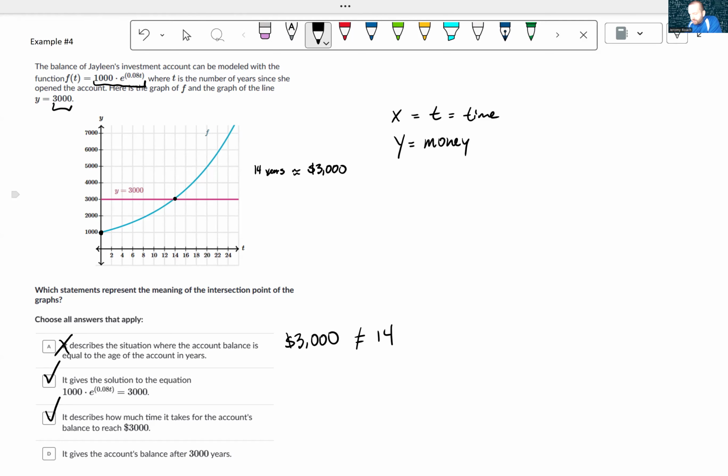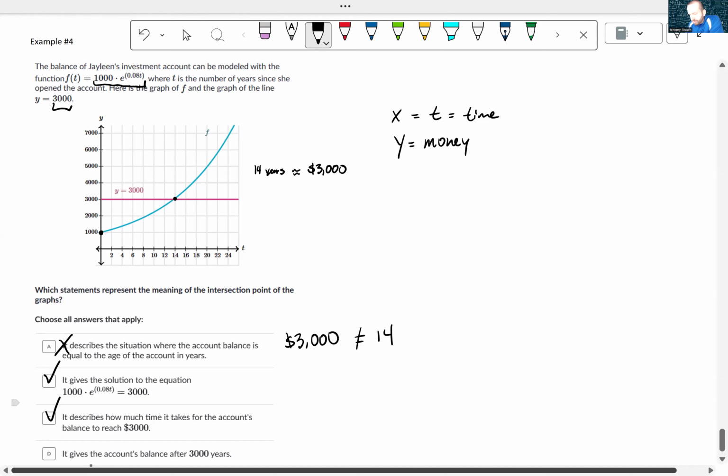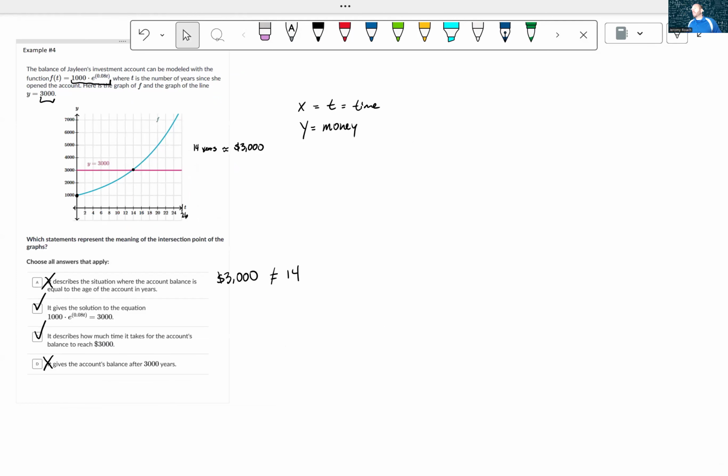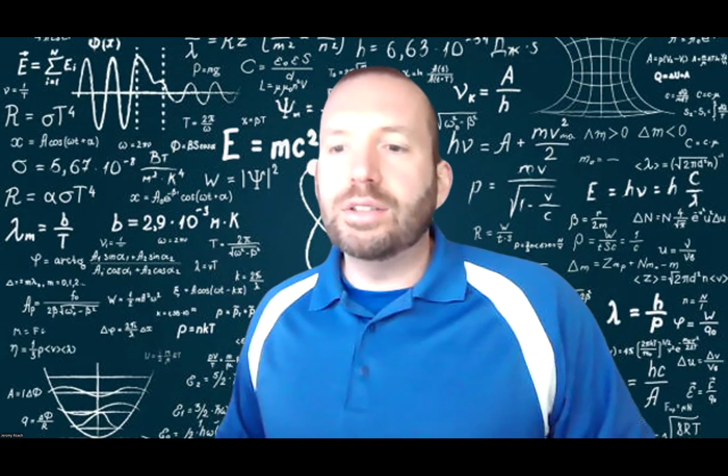And then for D, it says it gives the account balance after 3,000 years. That's not true. The years stop, it looks like that's 26 years. There would be no way to know what 3,000 years is from the graph, but it would be much more than the 3,000. So this question is just making sure that we're not mixing up years and dollars. Okay. All right. So that is everything for this section on systems of nonlinear equations.